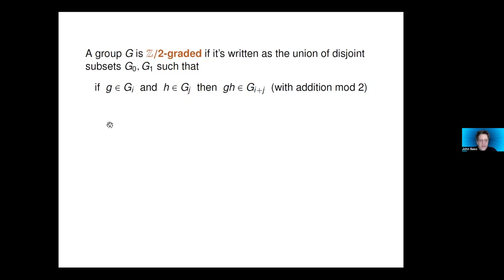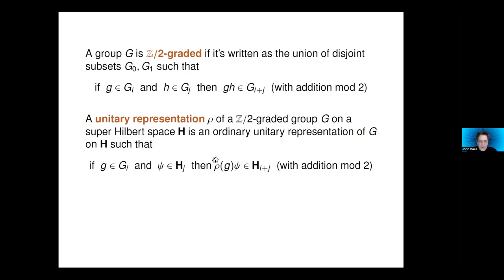So then people will talk about a unitary representation of a Z mod 2 graded group on a super Hilbert space. So it's just an ordinary unitary representation, but it has the property that it gets along with these gradings. So if g is in G_i and psi is in H_j, then when you apply rho of g to psi, you get a vector in H_{i+j}, where again, we're adding mod 2. So in other words, some of your group elements will be even, and they will map even vectors to even vectors and odd vectors to odd vectors. And some of your group elements may be odd, and they will switch even and odd vectors.